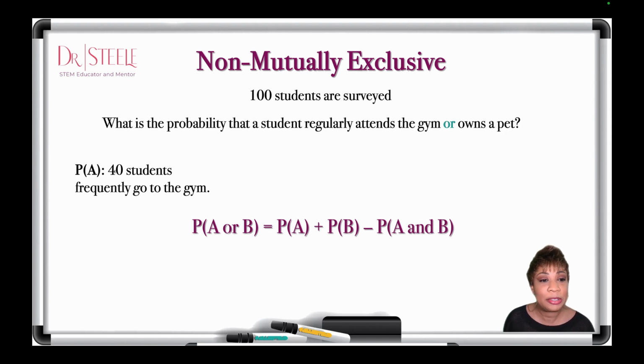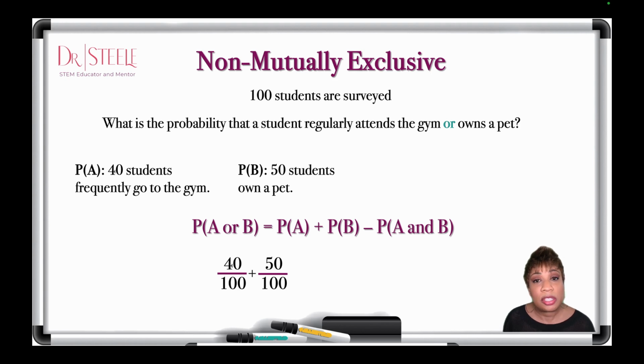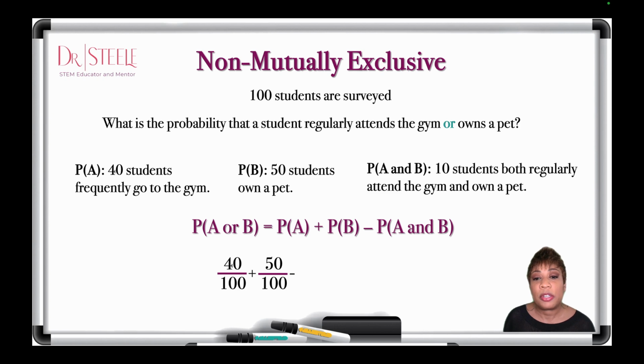Okay, so let's write this out. Probability of A is 40 students frequently go to the gym, so we're going to have 40 out of 100 students. Probability of B is that 50 students own a pet, and so that's going to be 50 out of 100 students. And then we're going to subtract the probability of A and B, which is the probability that students both regularly attend the gym and own a pet. And so that's going to be 10 out of 100. And that's going to equal 80 out of 100, which again, we want to make sure that we simplify. And so our final answer would be 4/5.